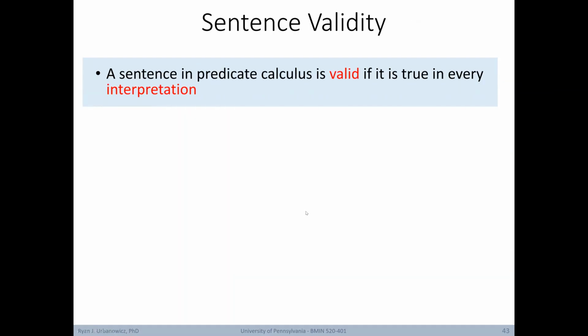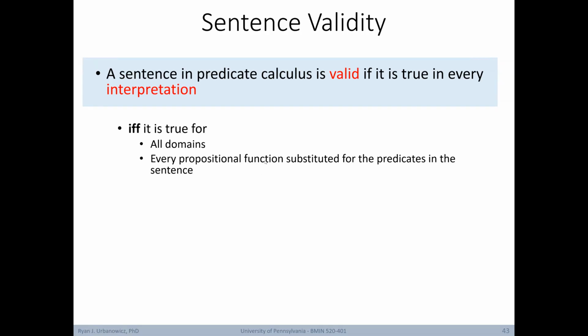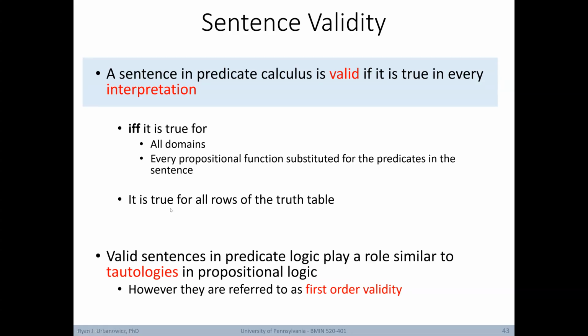Next, let's formally define sentence validity. A sentence in predicate calculus is valid if it is true in every interpretation. In other words, if and only if it is true for all domains and every propositional function substituted for the predicates in the sentence. Or in other words, it is true for all rows of the truth table. Valid sentences in predicate logic play a similar role to tautologies in propositional logic. However, they're referred to here as first-order validity.